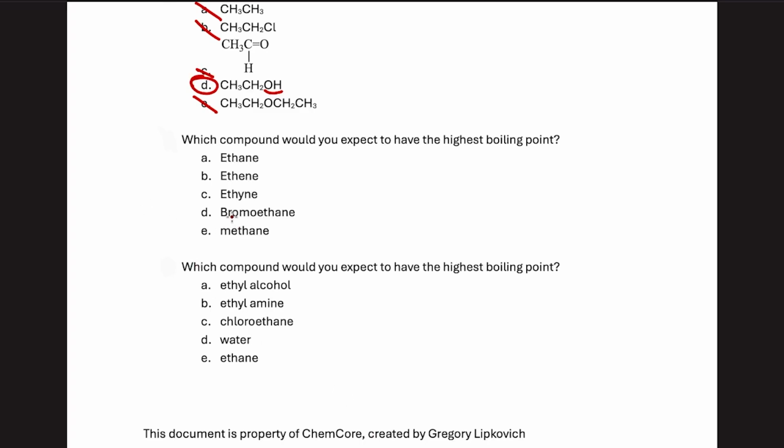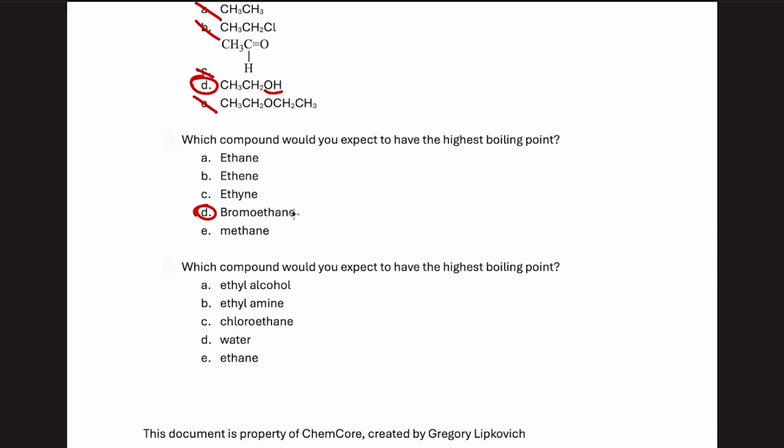D is bromoethane, which means you have this ethane, the two carbons, with a bromine on it. No matter how you would arrange it, it would end up polar. And so even though we don't really want to compare intermolecular forces, D is polar, the rest are nonpolar. The one with the increased polarity, or more polar, will have the highest boiling point. And so the answer choice is D.